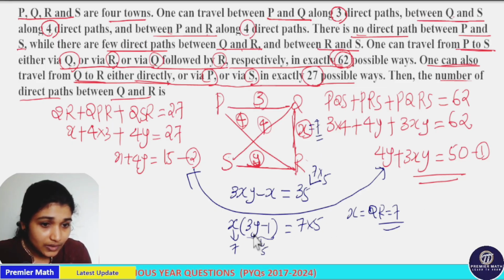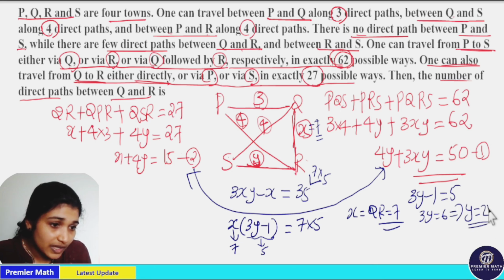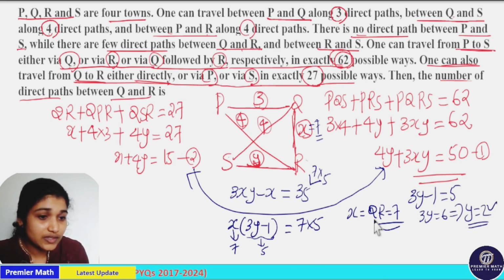Now if you want to verify, taking 3Y minus 1 equal to 5, then 3Y is equal to 6, which means Y is equal to 2, which is correct. So QR is a total of 7 possible ways. The direct paths between QR is equal to 7.